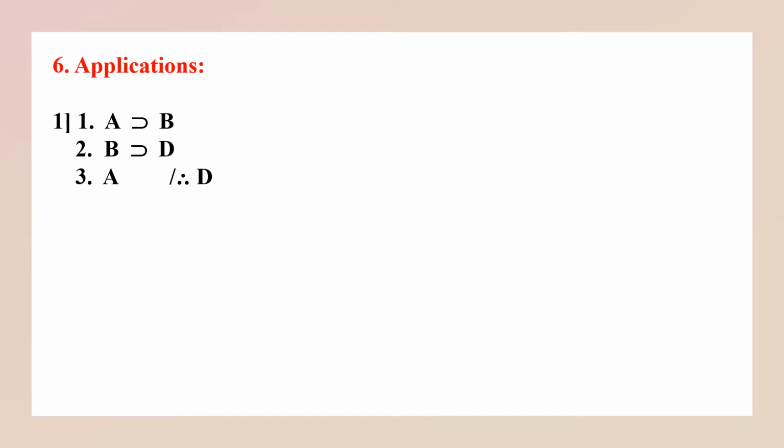Now let us see the application. Suppose we have the argument A implies B, B implies D, A therefore D. Then you can see that there are two conditional propositions in which the consequent of the first is same as the antecedent of the second. So we can get the third conditional statement which has the antecedent of the first and consequent of the second. So P implies Q, Q implies R, therefore P implies R. A implies B, B implies D, therefore A implies D.